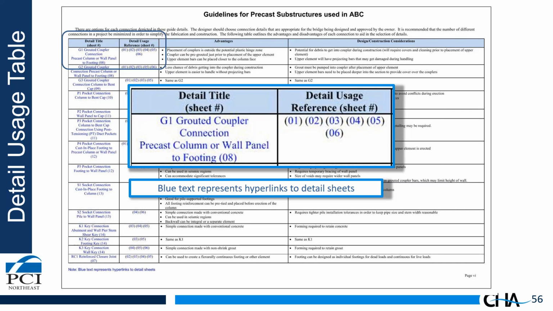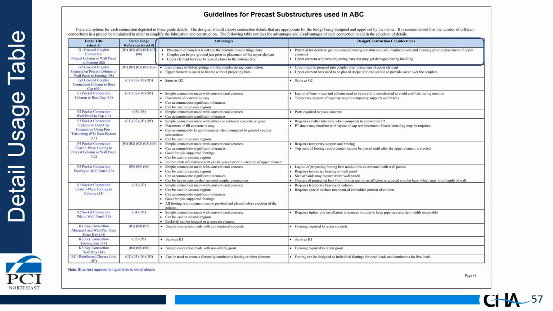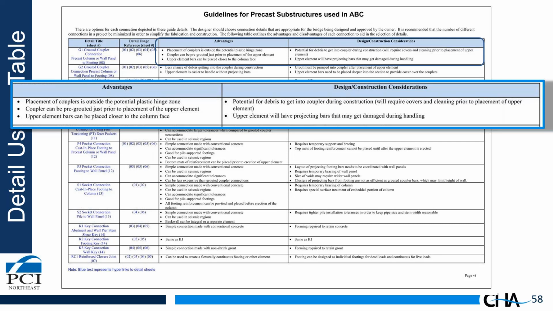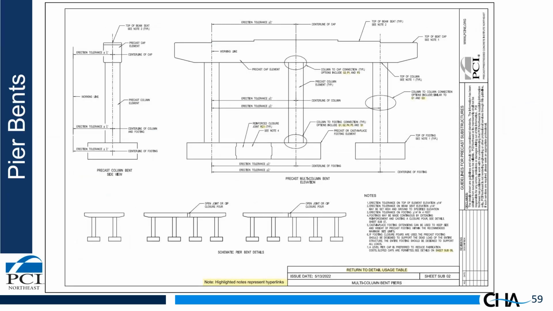On the second column is the detail usage reference. And these are the sheets, it's like an index. These are all the sheets within this document that show the use of that coupler connection. So sheet 1, 2, 3, 4, 5, and 6 include places where you can use this connection. We also included a section on advantages and design construction considerations. You might look at design and construction considerations as a disadvantage, but really we just wanted to make sure designers knew the pluses and minuses of each connection we're talking about. So the key here, this table is really the central starting point for any design to get you where you need to be. So let's take a look at the guide details.